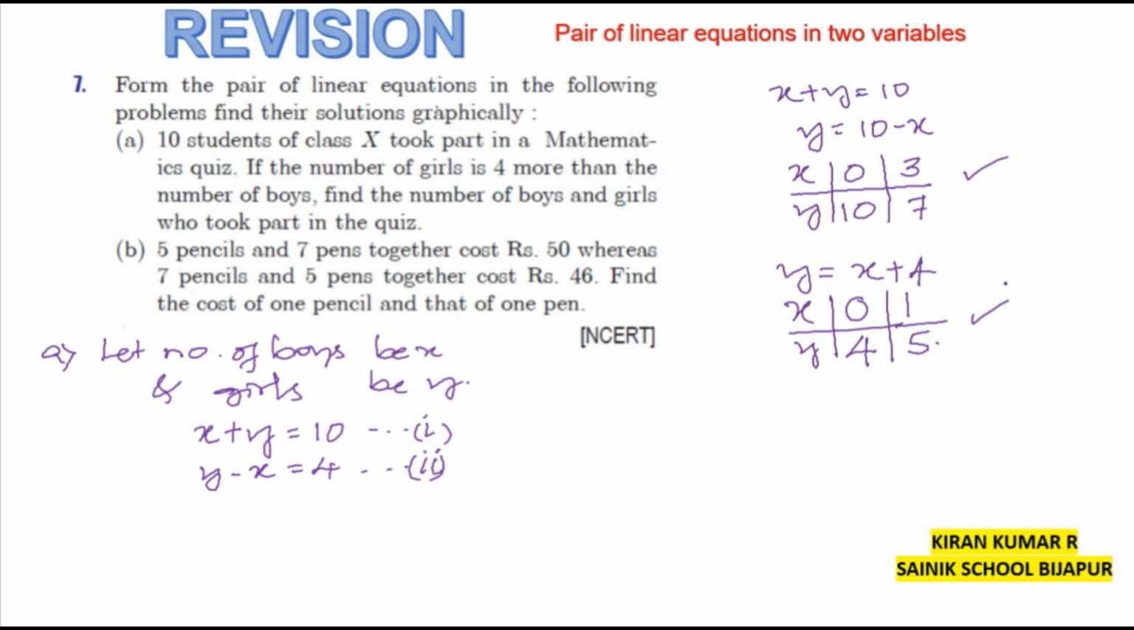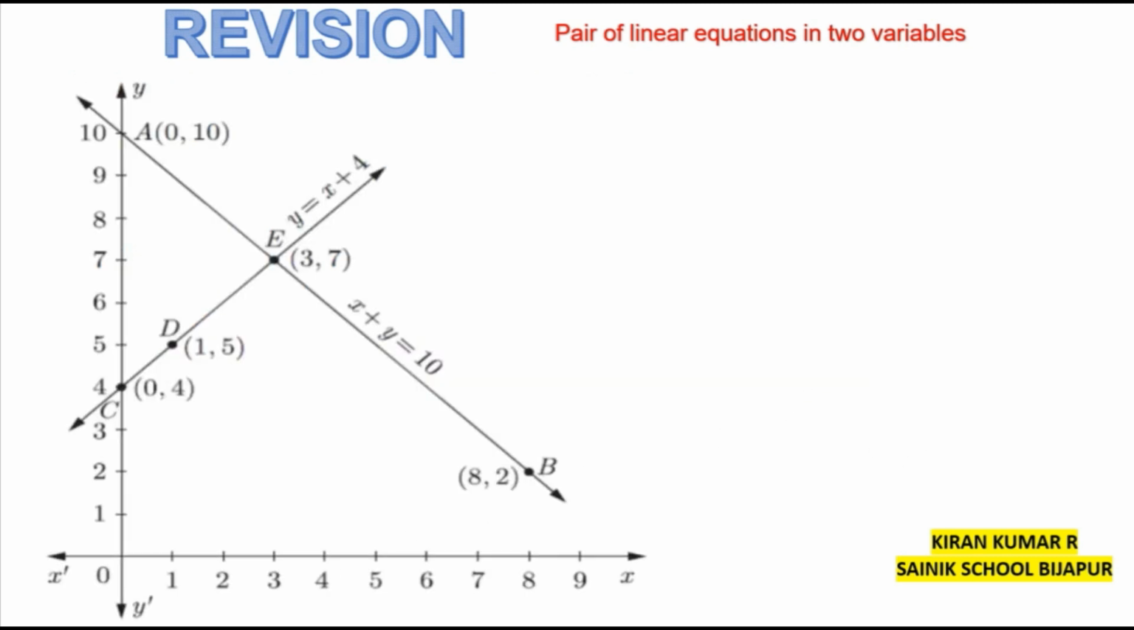Now with these coordinates, let us plot the graph and let us find out where these lines meet each other. I want you to think here, if I take the value of x as 3, the value of y becomes 7. So from this table also you can see that 3, 7 must be the solution of these two equations. I'll show you how the graph looks like. This will be the graph of the equations y is equal to x plus 4 and x plus y equal to 10, and they meet each other at point 3, 7.